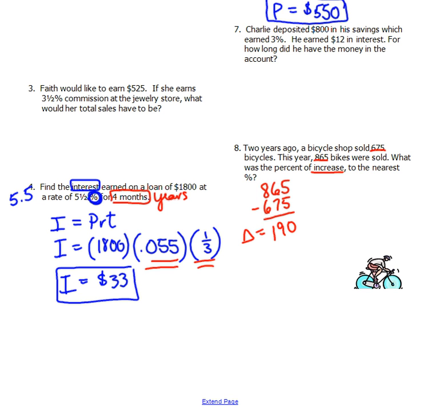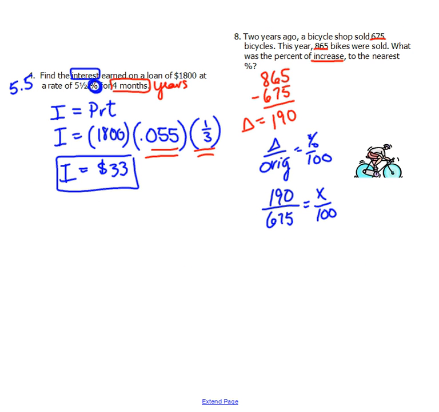And then I can use my formula, which is change over original equals percent over 100. So that's 190 over the original, which was 675, equals what I'm trying to find, which is x over 100. Cross multiply, solve, and you should get 28.14, approximately 28%, since it says to the nearest percent. And this is an increase. Yay! All righty, I'm going to do a couple more with you.